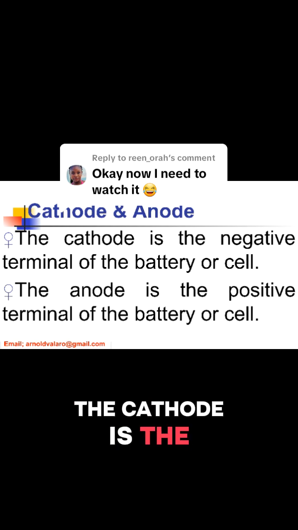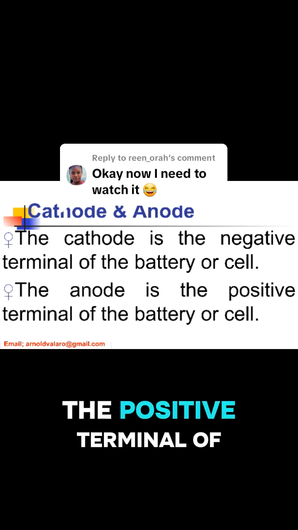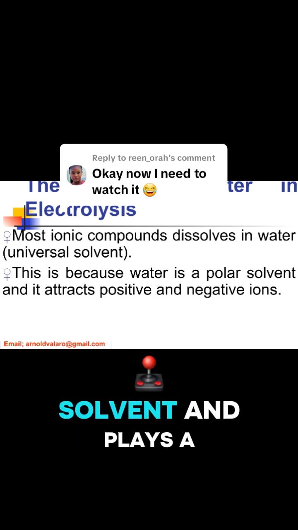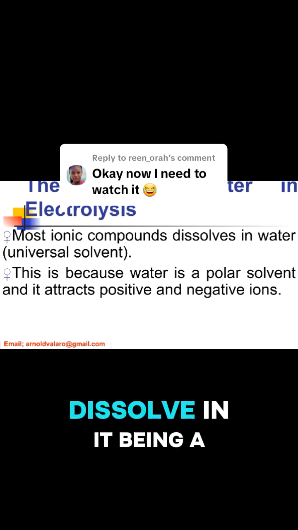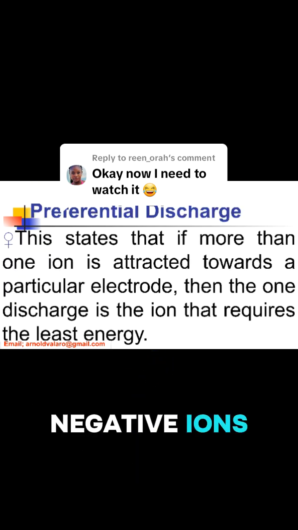The cathode is the negative terminal of the battery or cell. Conversely, the anode is the positive terminal of the battery or cell. Water is a universal solvent and plays a critical role in electrolysis, as most ionic compounds dissolve in it. Being a polar solvent, water attracts positive and negative ions.